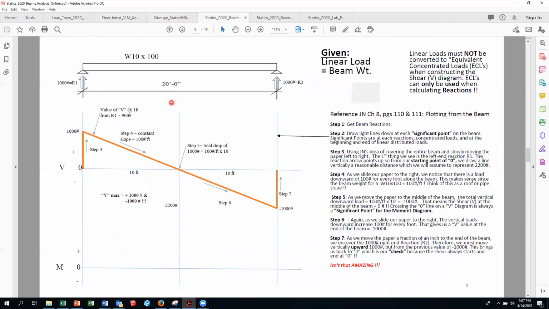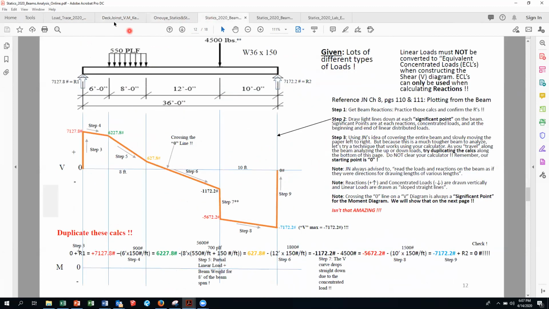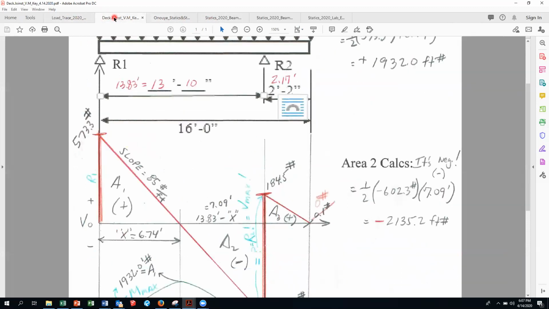And this handout right here, okay? So just keep using that. We're going to go through a bunch of another problem after this one tonight.